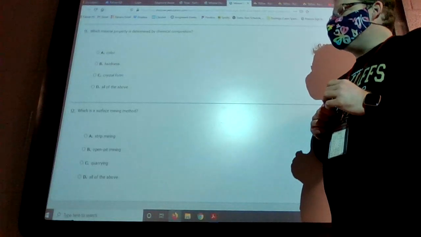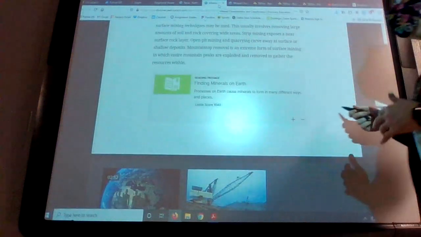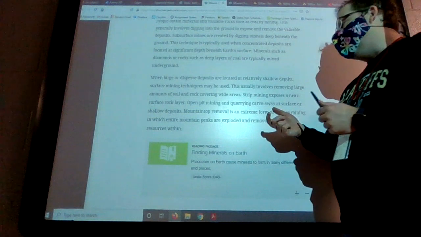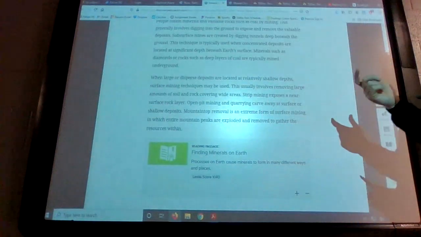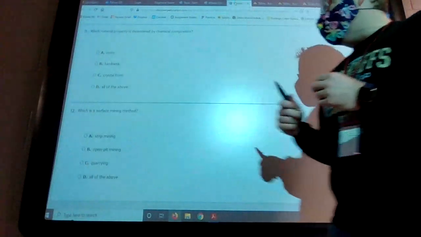Which is a surface mining method? So surface mining, you're not digging a hole down into the ground. You're just mining right off the top. And so they talk about surface mining here in this last paragraph. They have a couple different versions here. So I know that I saw one of them in the answers.